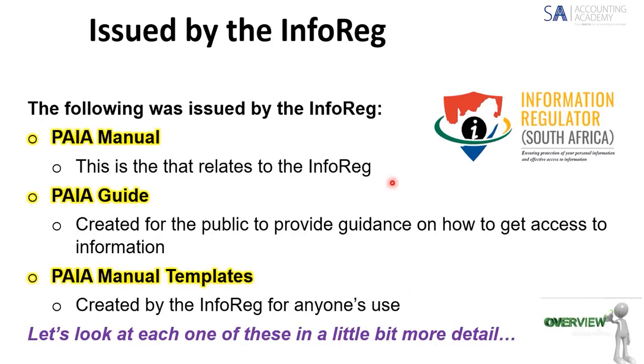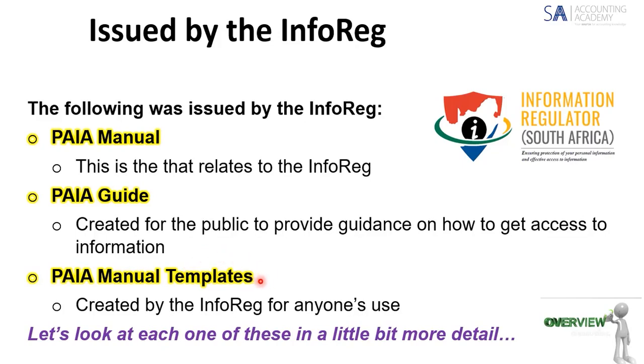What was issued by the information regulator is the PAIA manual that relates specifically to the information regulator as a public body. Then there's also a PAIA guide which goes hand in hand with the PAIA manual, because you can't read one without reading the other. But the PAIA guide is created for the public, right?